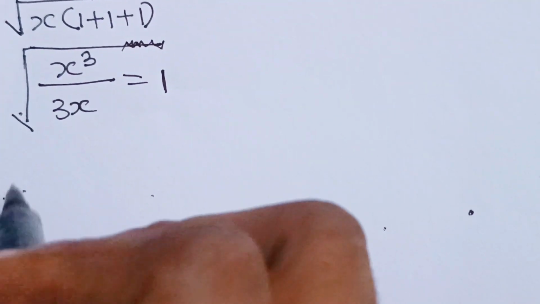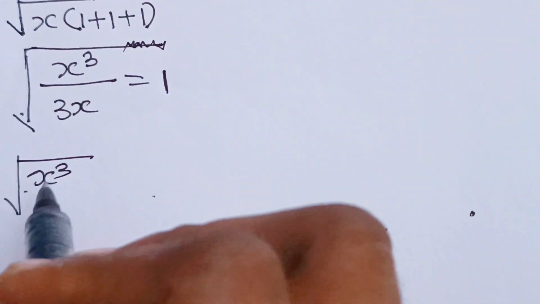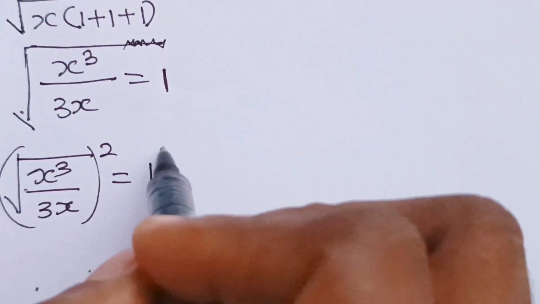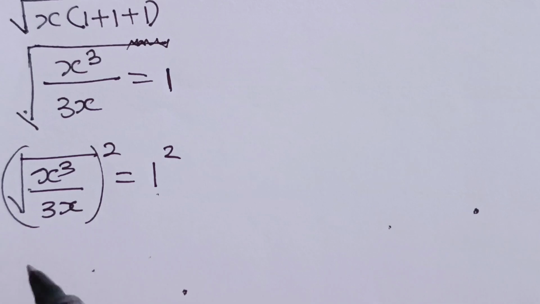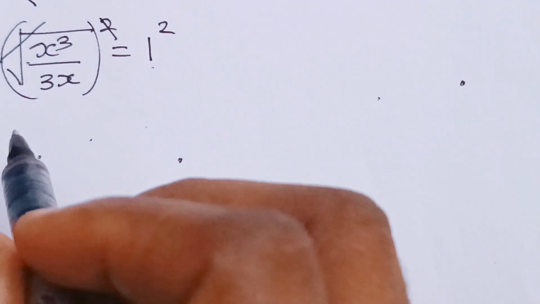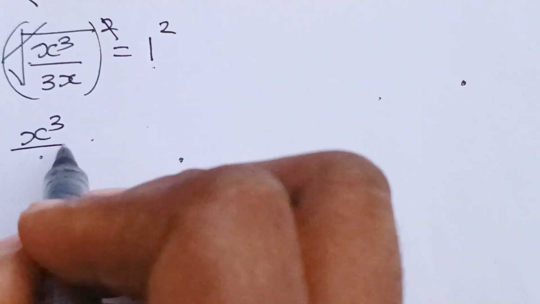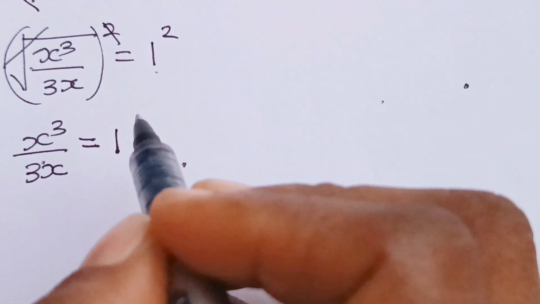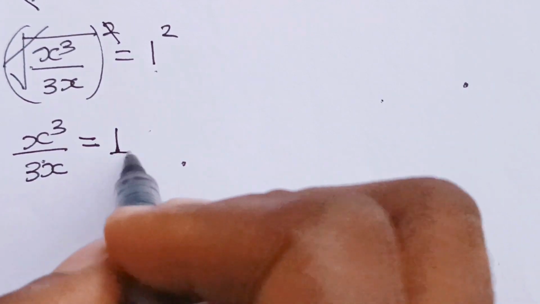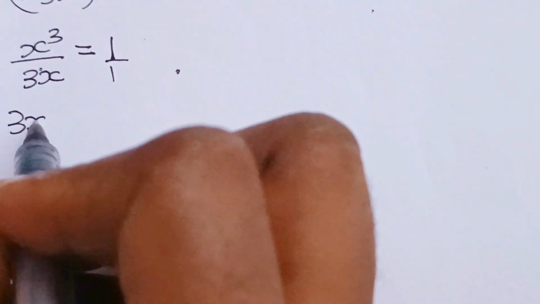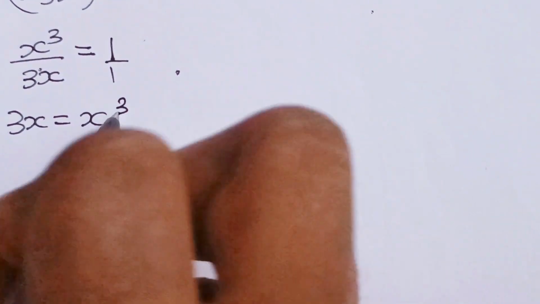So let's square. So we are going to have the square root of x to the power of 3 over 3x, everything squared, is equal to 1 squared. Okay, all right, now the square is going to cancel the square root, and we have x to the power of 3 divided by 3x is equal to 1. Now at this point we are going to cross multiply. This is something as 1 over 1. Now if we cross multiply, we will have 3x is equal to x to the power of 3.